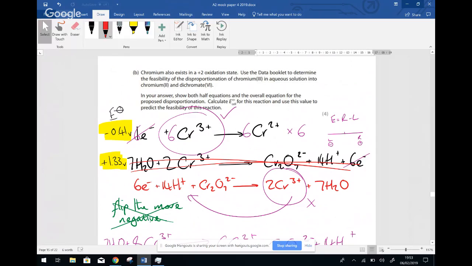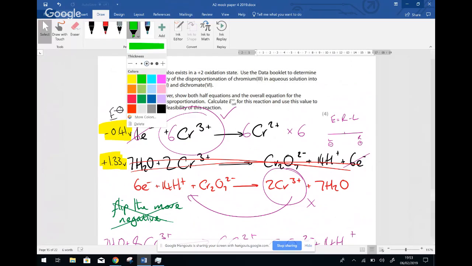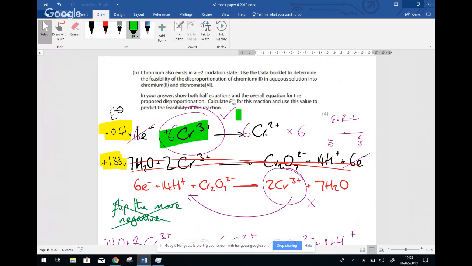We're not far off. So chromium also exists in a 2+ oxidation state. Use the data book to determine the feasibility of the disproportionation from 3 to 2 and 6. In your answer, show both half equations. Right. So what did I do? I said I want to turn chromium 3 into chromium 2, and notice I balanced the equation with 1 electron. I then said, but I also want to create chromium 3 into chromium 6 as the dichromate ion.